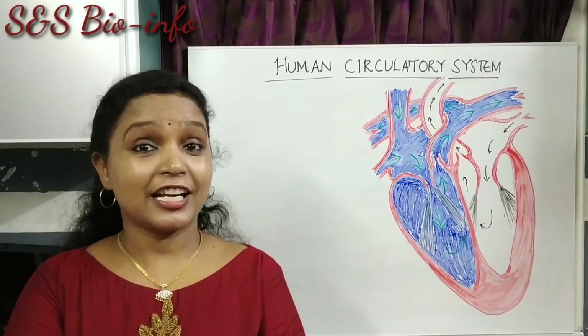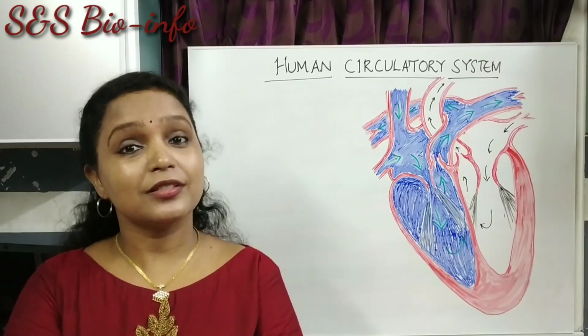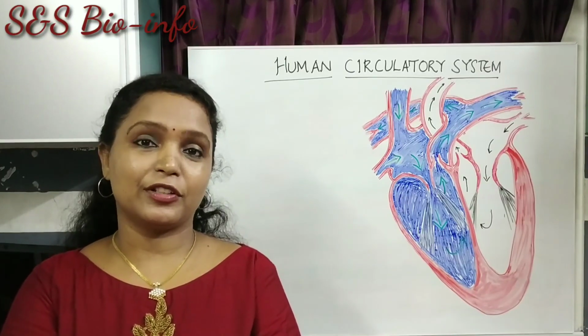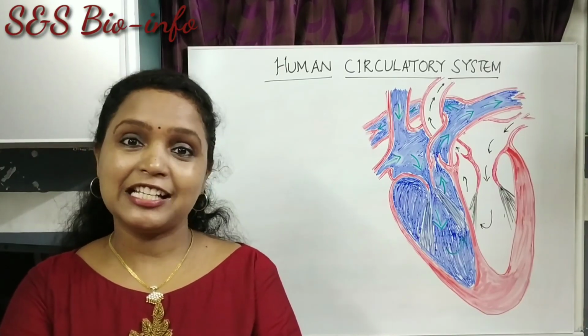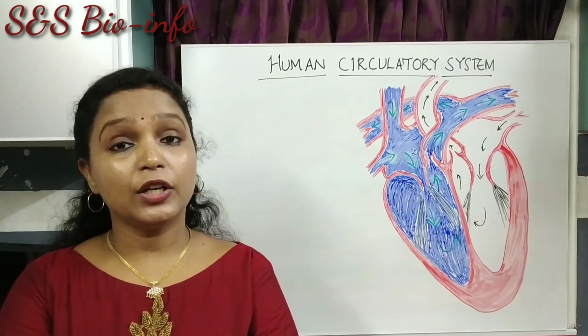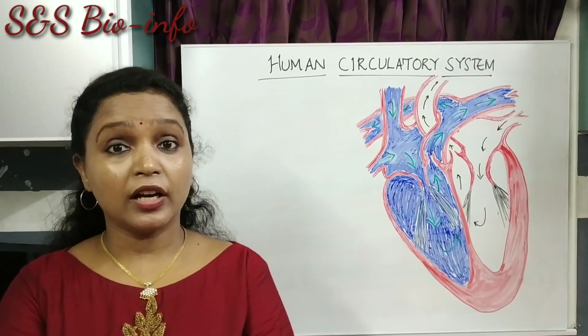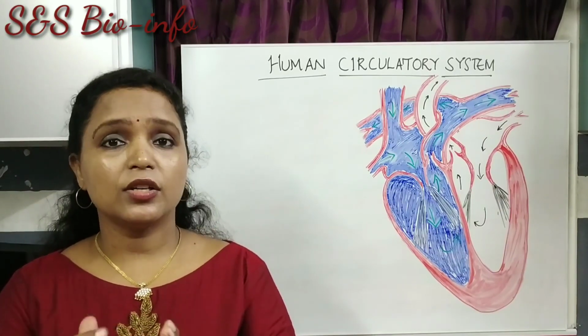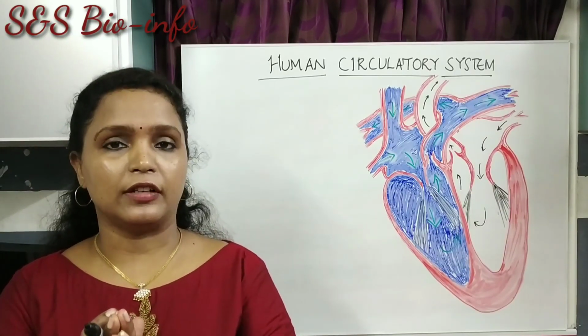Today's topic is transportation in human beings, or the circulatory system in human beings. Let us study in detail about the human circulatory system, its parts and structure. Human beings are highly complex organisms, so we have well-developed organ systems in the body. Each organ system is specific in function.